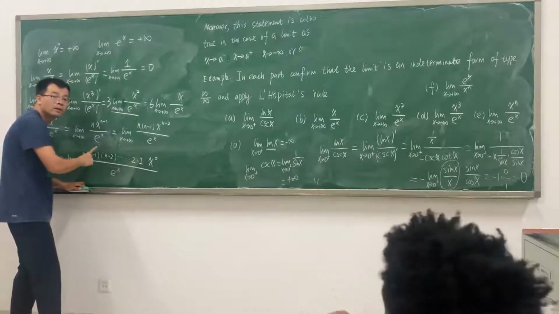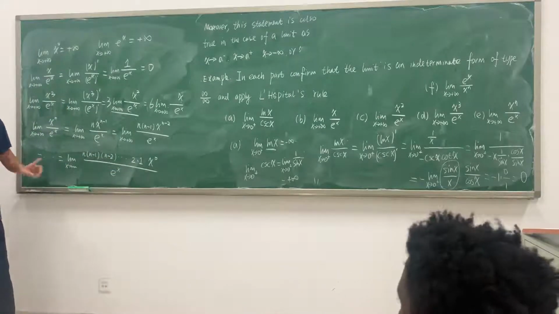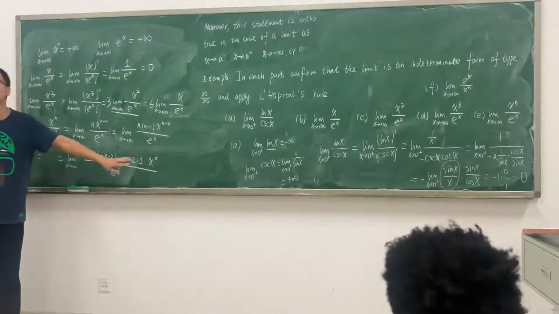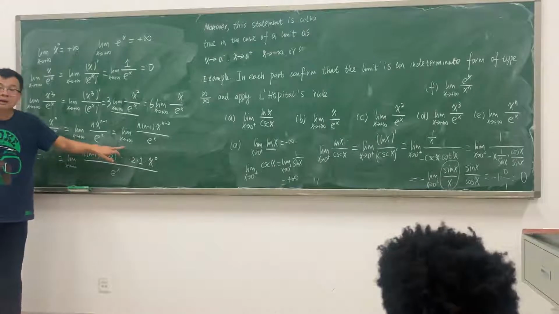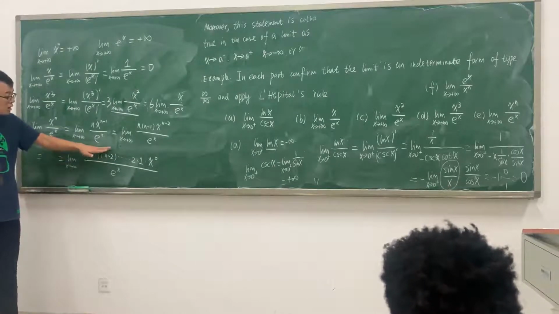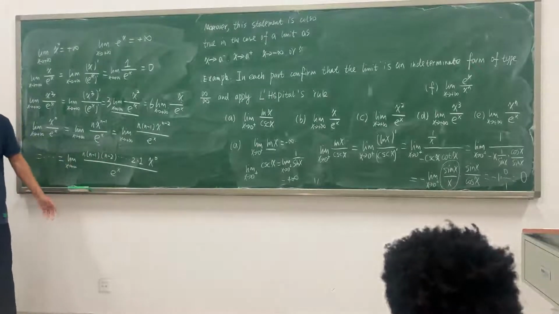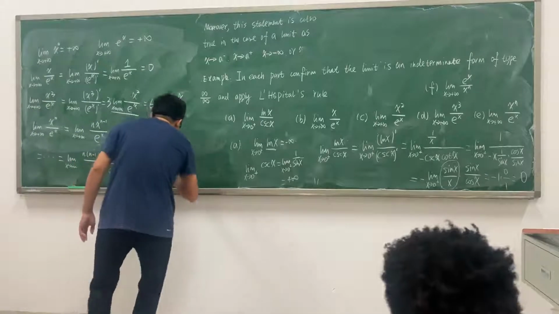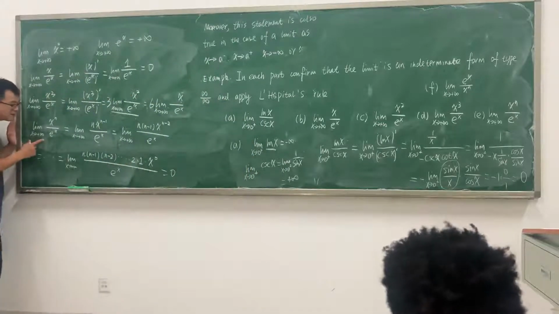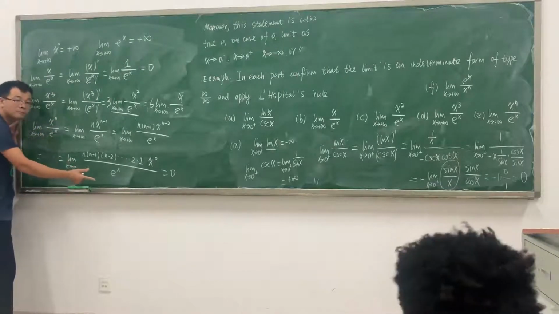For a fixed n, for example n equal to 5, the numerator is a constant, but e^x approaches infinity. So a constant divided by infinity is 0. This means the limit as x approaches plus infinity of x to the nth power divided by e^x approaches 0.